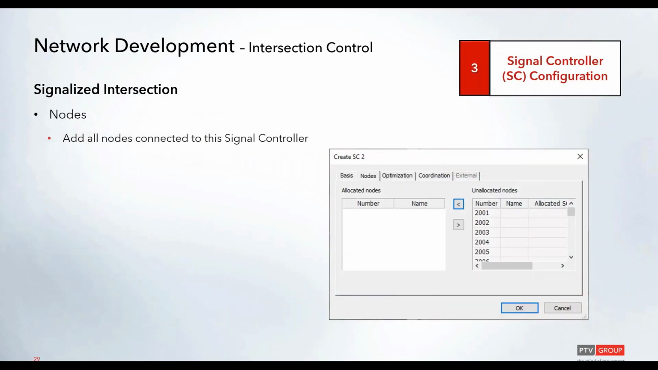So next tab is Nodes. This is where you can connect those signal controllers and nodes, because there could be some cases where signal controllers are tied to multiple nodes. But in a lot of cases, it's going to be a one-to-one match. So a lot of times you're going to see one node in that allocated node field, but there could be more than one as well. So find a node that you want to tie this to, and then you can establish a connection between nodes and signal controllers.